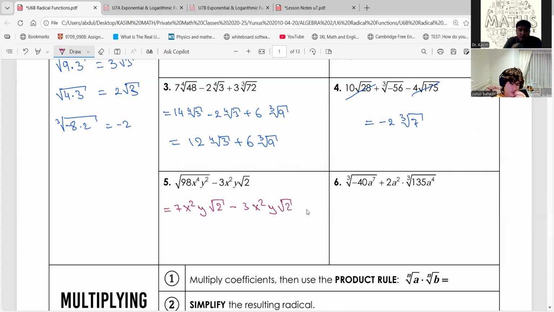And square root of 2 is a common factor. Actually, here we have 7x squared y square root of 2, minus 3x squared y square root of 2, right? So then this will be equal to 4x squared y square root of 2. Or also you can write square root of 2 first, but it doesn't matter. You can just write like this. All parts first. Right, Yunus? Okay, now try first question 6. Okay.